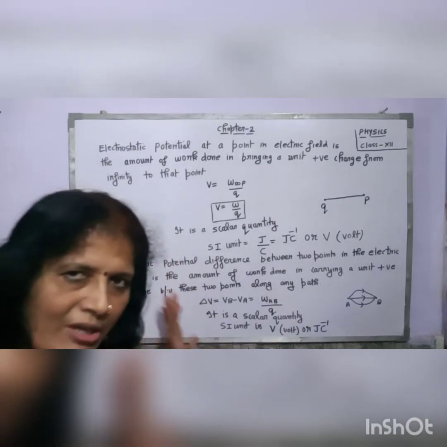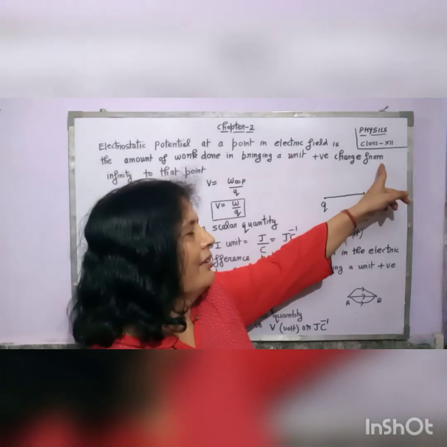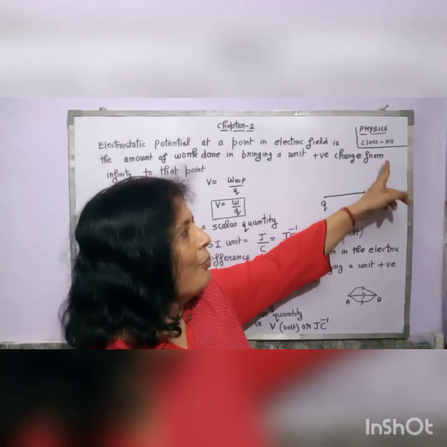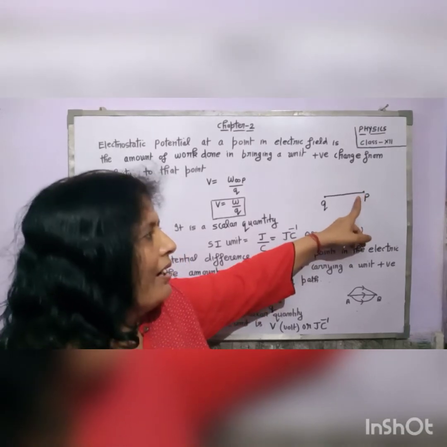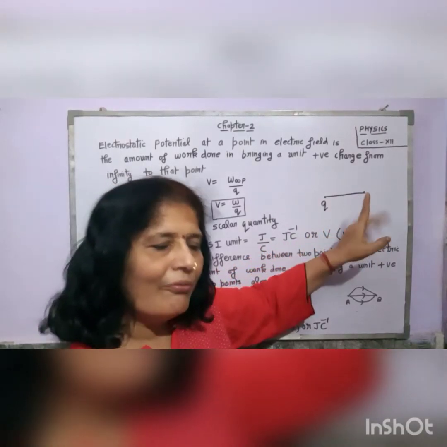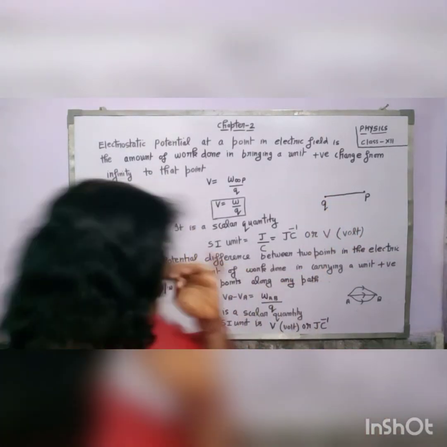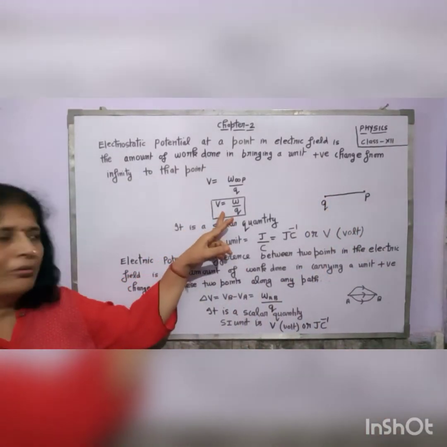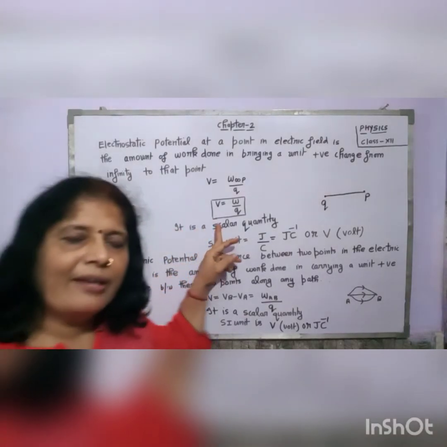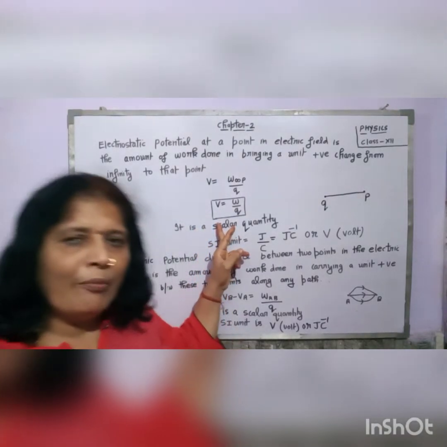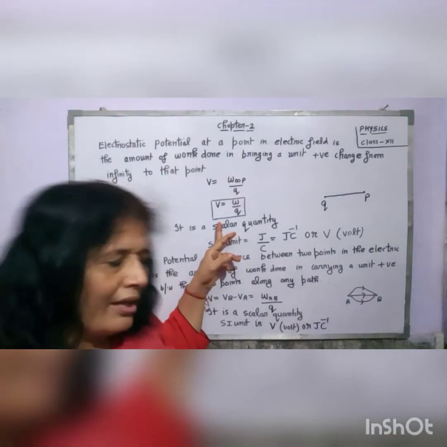What is the electrostatic potential? It is the amount of work done in bringing a unit positive charge from infinity to that point in the electric field which is present due to some charge. Then V is equal to W upon Q. It is which type of quantity? It is a scalar quantity because it has only magnitude, no direction.